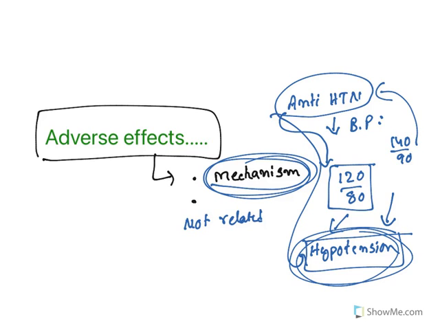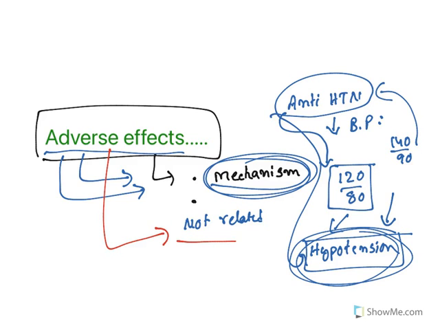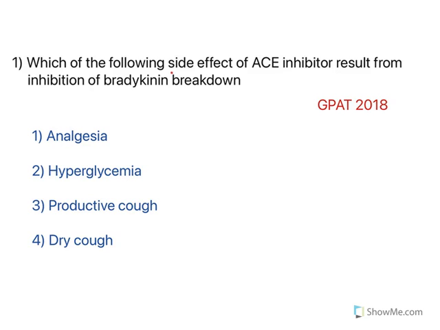When you read about adverse effects, mechanism-based ones will be very easy to understand, because when you know the mechanism, you will get these adverse effects. But we need to memorize the mechanism-not-related adverse effects. We'll see them. Now see, which of the following side effects of ACE inhibitors results from inhibition of bradykinin breakdown?